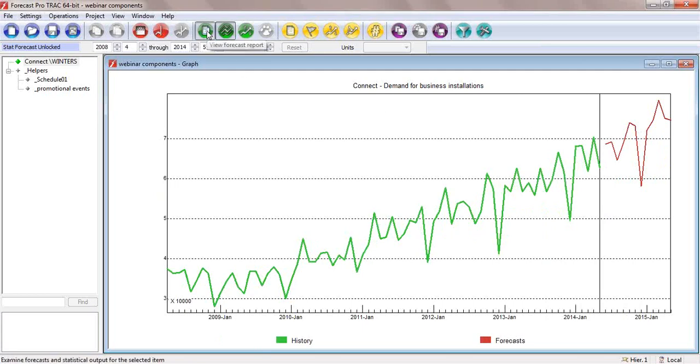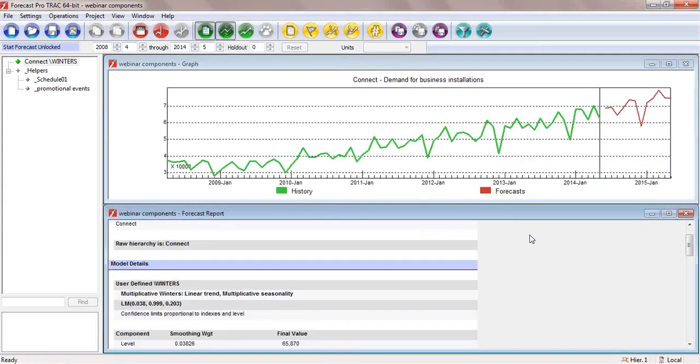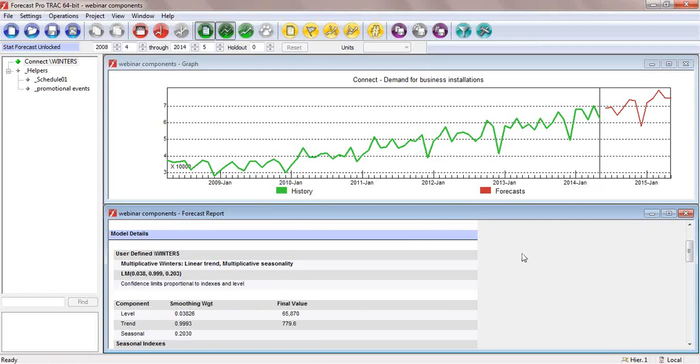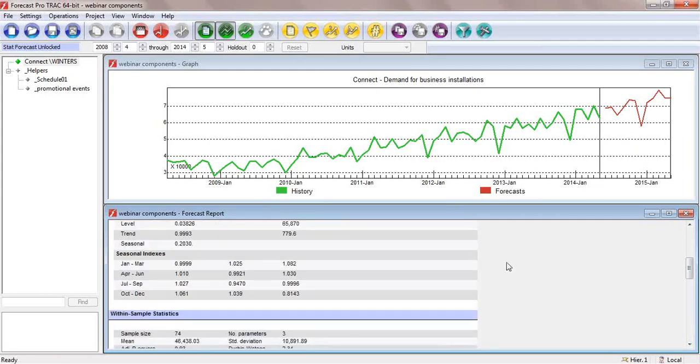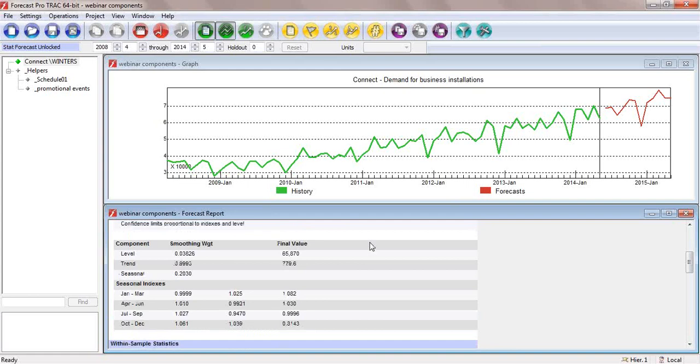If I look at the model itself, and again, we have a webinar on exponential smoothing for those who want to get into more detail. You can go to the website and it's recorded. But here are the components that we've been modeling: level, trend, seasonal. And they're exhibited with their final values. The final value of the level is 65,000. So that's right about here. That's the starting point for our forecast. The final value for the trend is 780 units per month. So we're going to increase by 780 units per month.